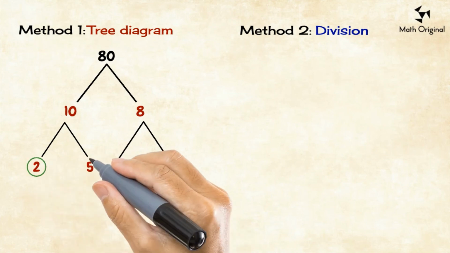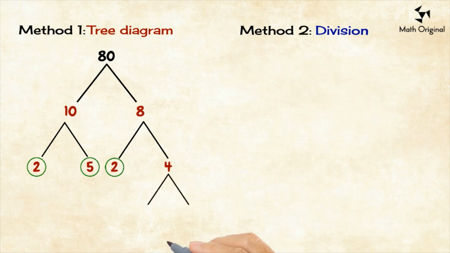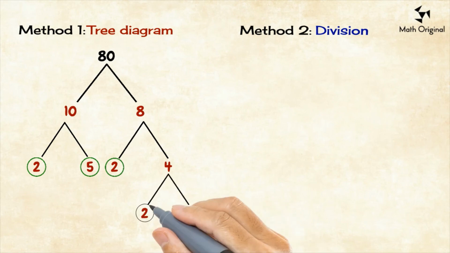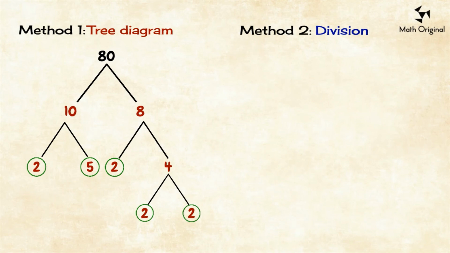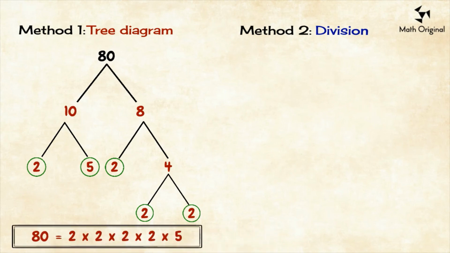Since 2 and 5 are prime numbers we circle them out. Then, we write 4 as a product of 2 and 2. Since both are prime numbers then we circle them out. That's how we found all the prime factors of 80 and write it as a product of them. 80 equals 2 by 2 by 2 by 2 by 5.